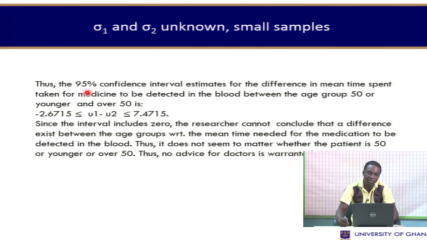And this tells us that the 95% confidence interval estimate for the difference in the mean time taken for the medicine to be detected in the blood between the first group and the second group lies between negative 2.6715 and positive 7.4715. Now, since this interval lies between a negative number and a positive number, it means that it includes 0. Therefore, the researcher cannot conclude that a difference exists between the age groups with respect to the mean time needed for the medications to be detected in the blood.